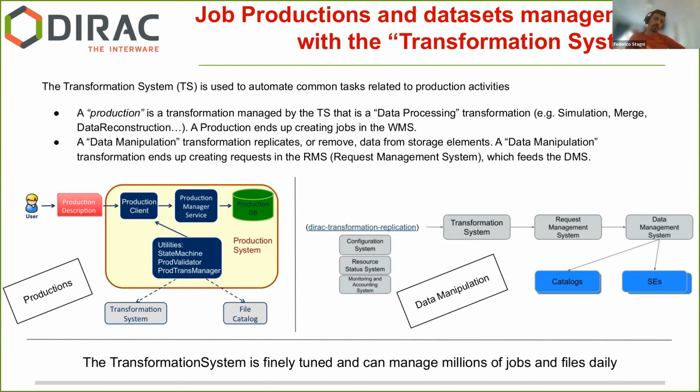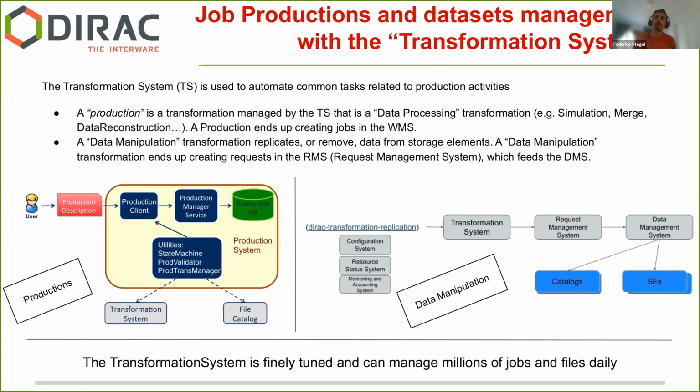So DIRAC also provides the possibility, as I said, to manage job productions and data set management. And to do that, there is a system in DIRAC which we call the transformation system. I think this is an unfortunately very bad name, but this transformation system is used to automate common tasks related to production activities. It is a base system for running productions, like data processing productions, which can be simulation, merging, data reconstruction, you name it, that end up creating jobs in the workload management system. Basically, a production is the workflow that you want to have.